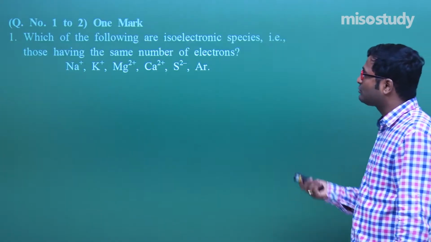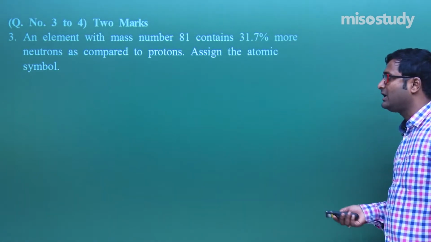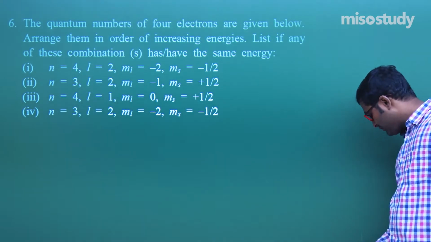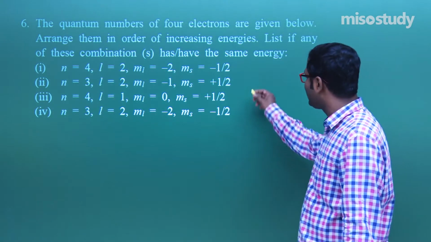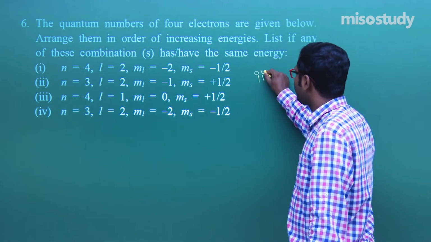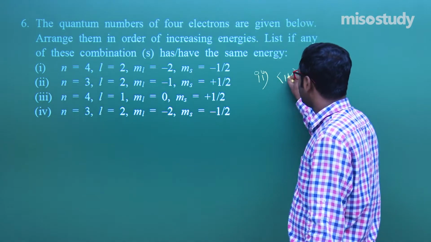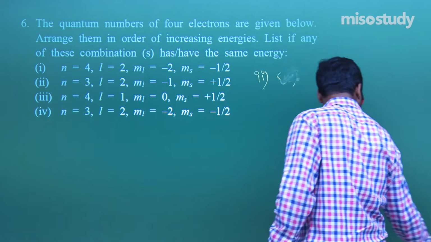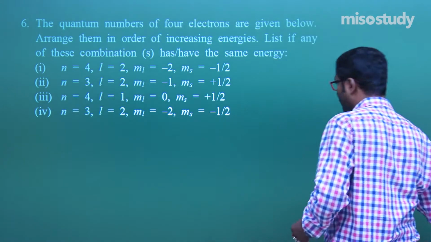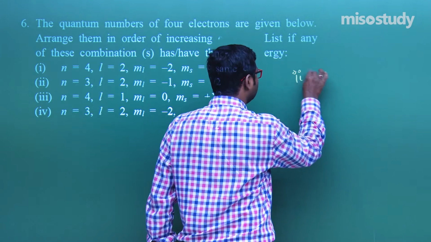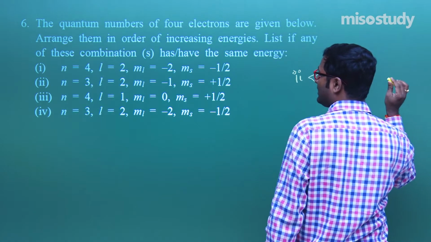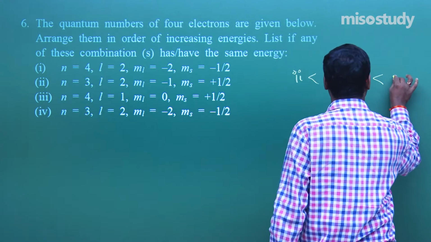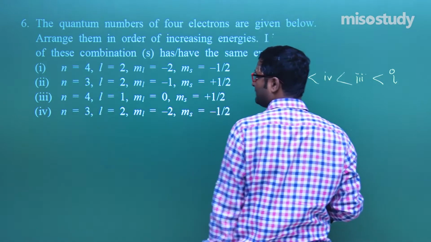I have discussed question number 1, 2, 3, 4, 5 and question number 6. One more thing, in question number 6, I remember the sequence was like this: 2, then 4, then 3, and then 1, because this one is 4D and this one is 4P.